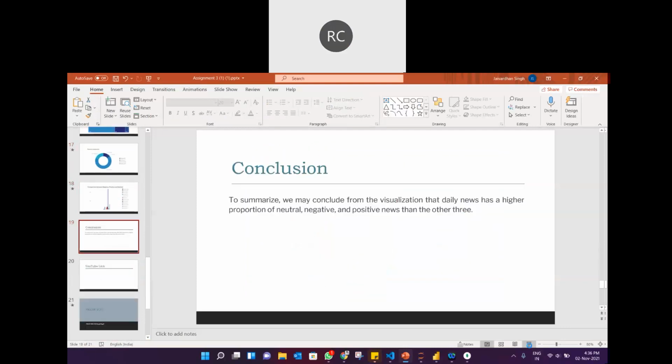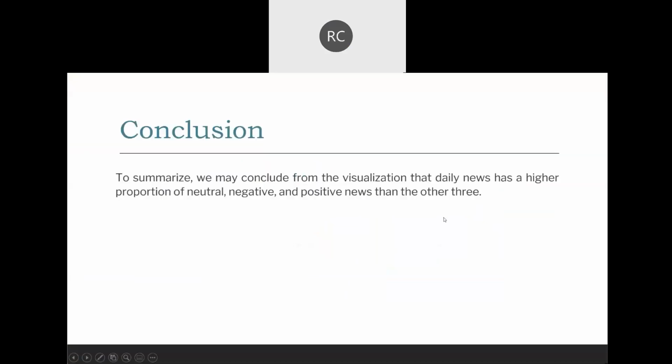From this visualization we can say that daily news has the highest proportion of neutral, negative, and positive news compared to the other three news channels. Thank you. Okay, so we have taken the news of the health sector. We were comparing the news of different health sectors from all four news channels that we took. So these were all the health news that you saw in the visualization. And this is what we can conclude, that daily news has the higher proportion of neutral, negative, and positive news than all the other three channels: CTV, CBC, and New York Times.